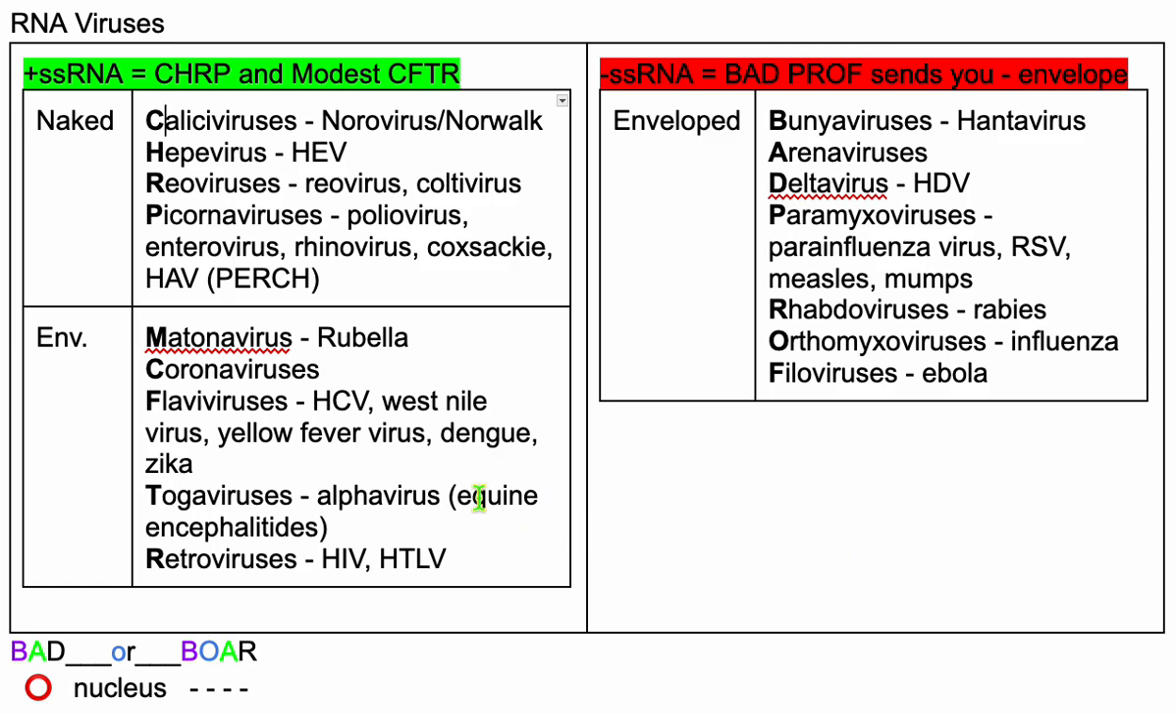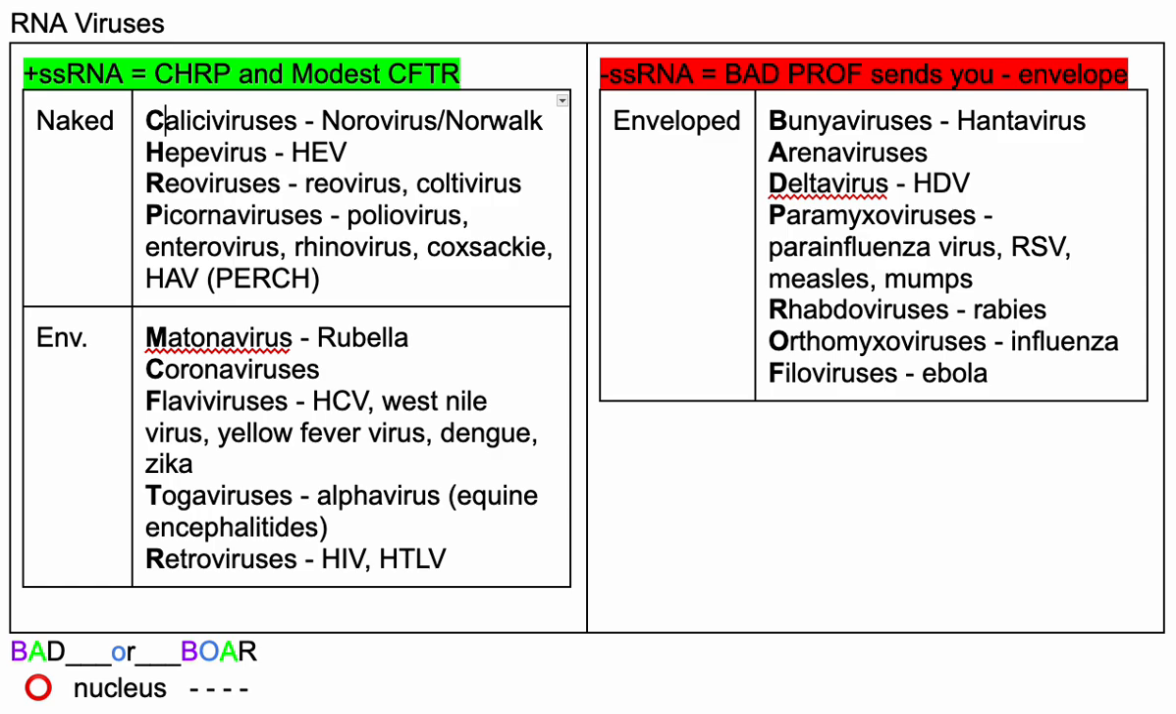Now, sorry for all these pop-ups, you've got your negative ssRNA, which is going to be BAD PROF, sends you a negative envelope. So you remember that all of them are going to be enveloped. All the negative ssRNAs are enveloped for the purpose of USMLE. Bunyavirus, it's going to be your hantavirus, arenaviruses, right? D, delta virus, hepatitis D virus, paramyxovirus, which is going to be your parainfluenza virus, RSV, measles, mumps.